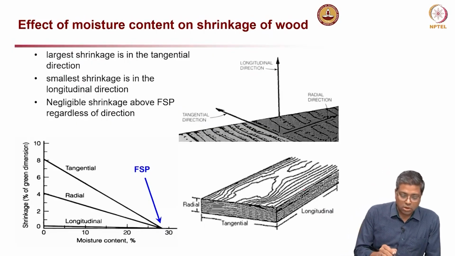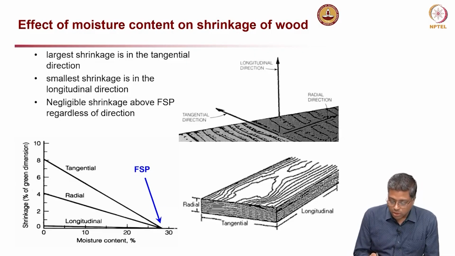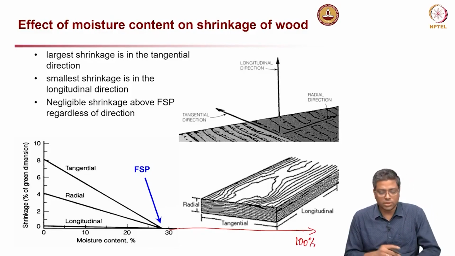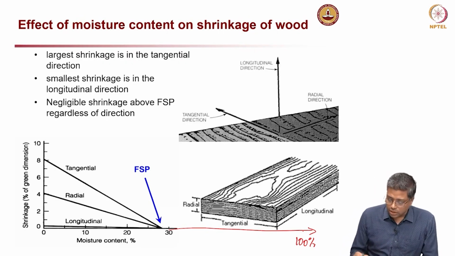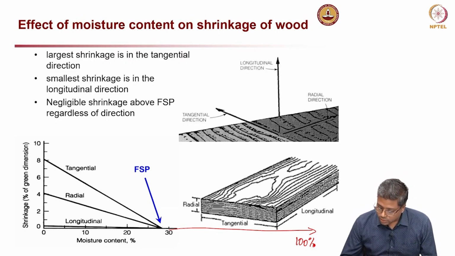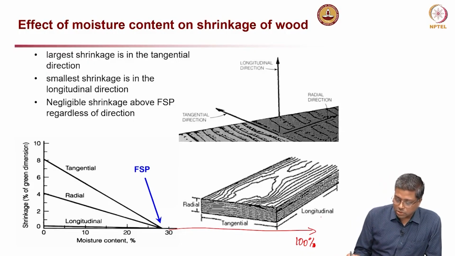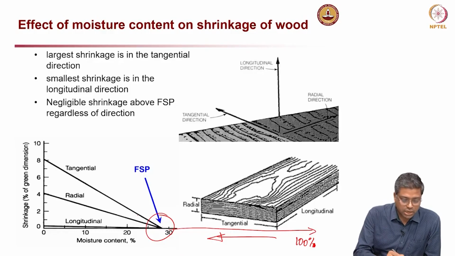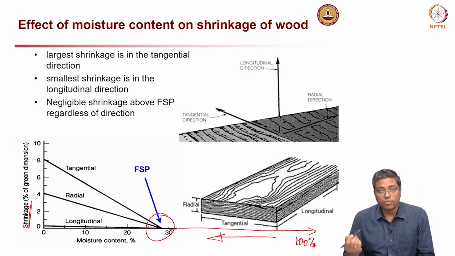Now, this is what we were just talking about, what is FSP. So, let us say I am extending this to the right, and let us say this is about 100%, okay, fully saturated wood. Now, you have to go from the right end of the graph to the left. So, this is how we start drying the wood. Up to about 20 to 30%, that is this region here, there is no change in the shrinkage property, because the water from the cell cavity is being evaporated.